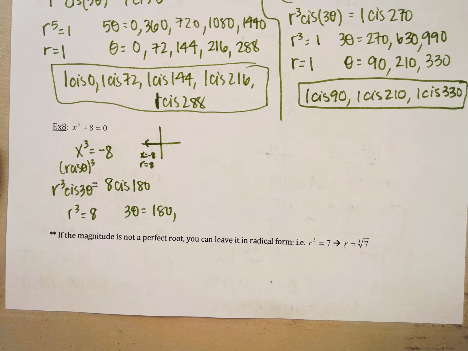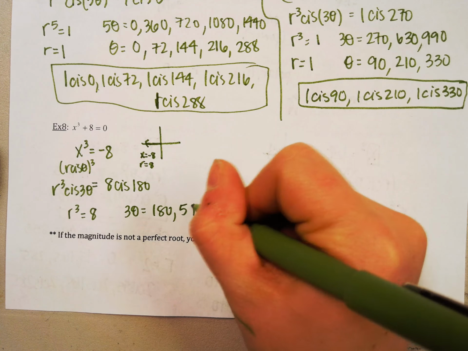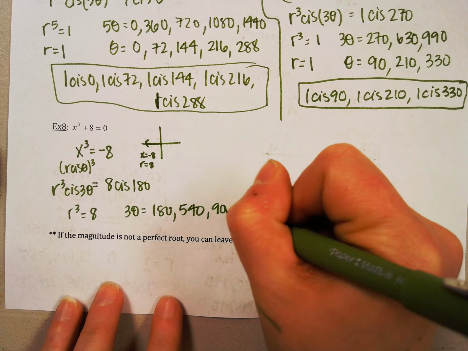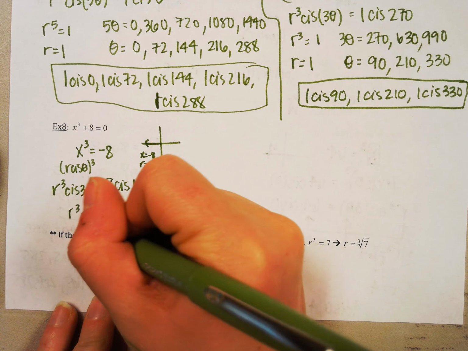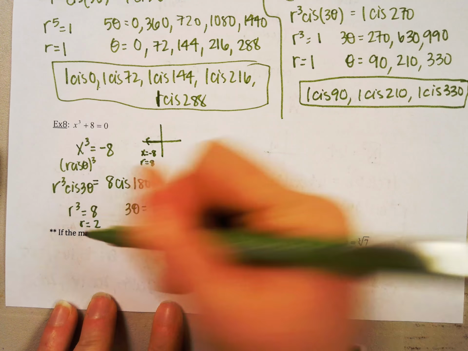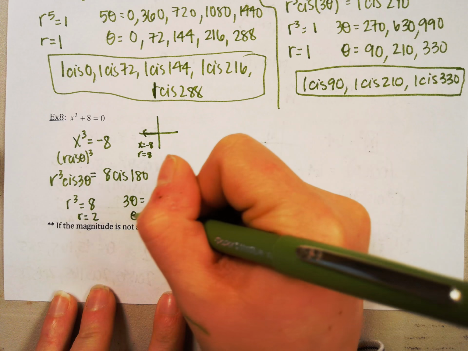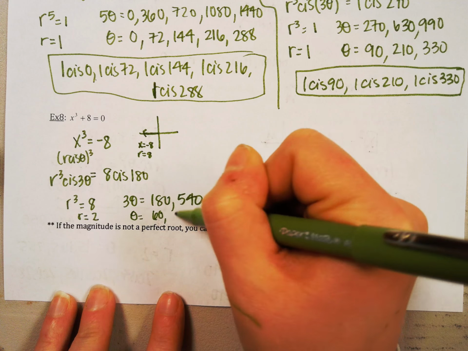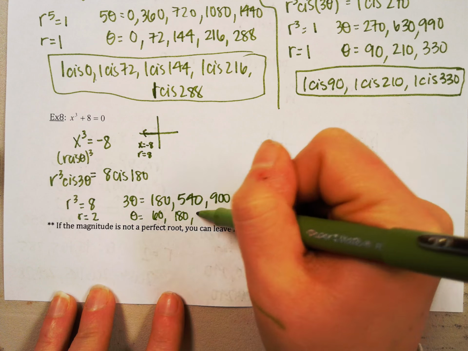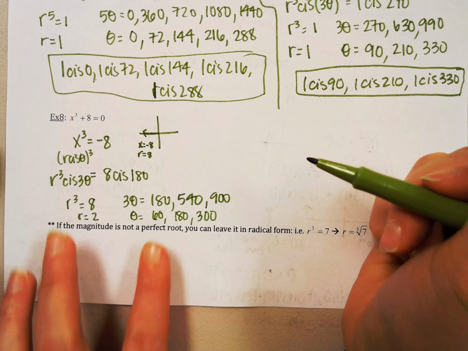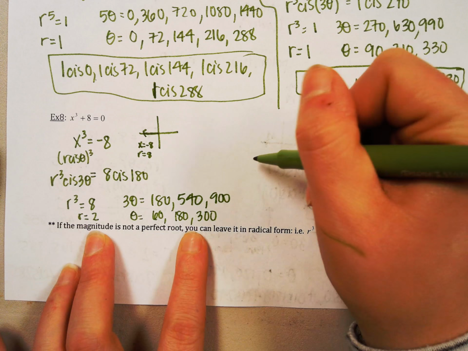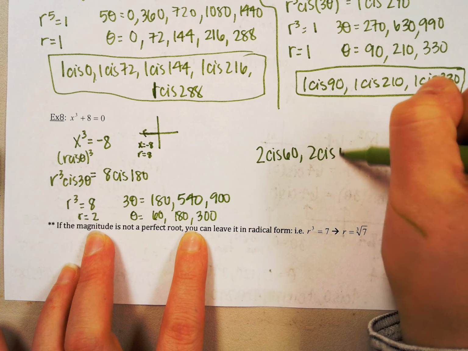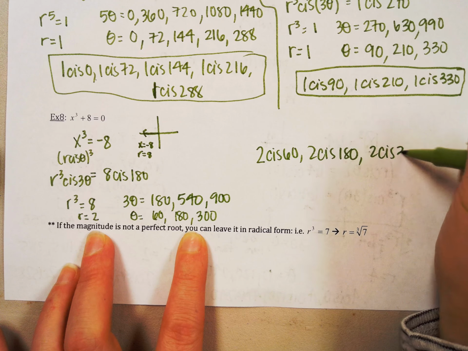180 plus 360 is 540. Plus another 360 for our coterminal is going to be 900. So r equals 2 for that one when we take the cube root. And when we solve for all of our theta values, we should get 60, 180, and 300. And we match up again with all of our answers. So we'll have 2 cis 60, 2 cis 180, and 2 cis 300.